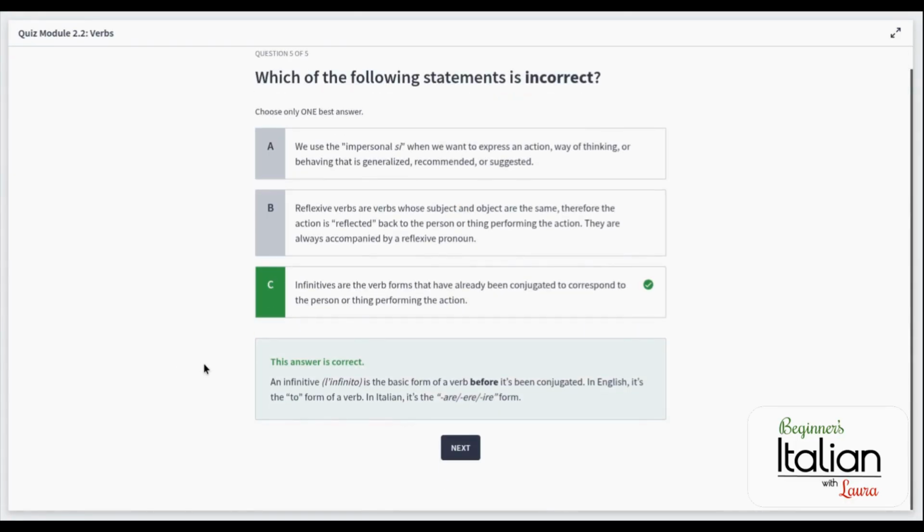Okay, so letter C was the incorrect answer. So an infinitive, or l'infinito, is the basic form of a verb before it's been conjugated. In English, it's the to form of a verb. In Italian, it's the ere, ere, or ire form.